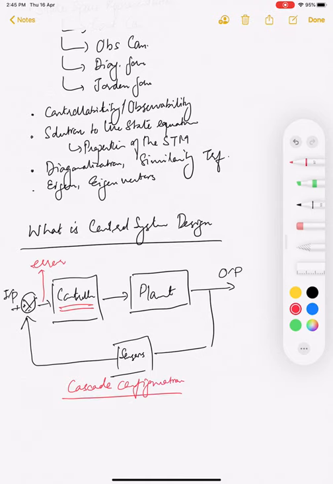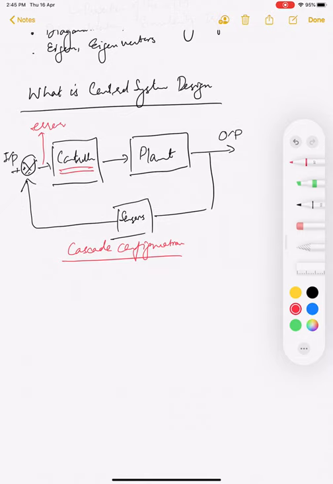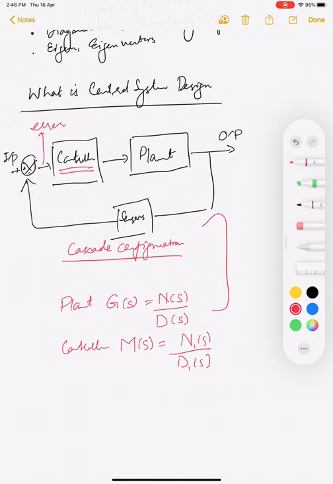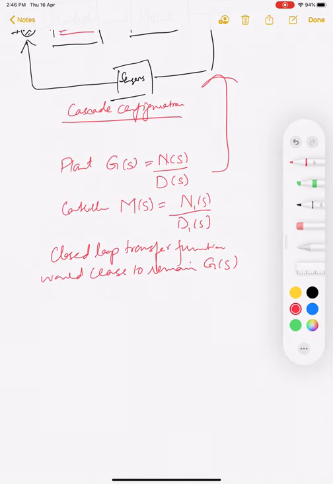Right, so how does it actually change the properties of the plant or the output of the plant? To make it very simple, your plant has a transfer function, like G(s) equal to some numerator divided by some denominator polynomial, and your controller has its own transfer function. Call it M(s), is some N1(s) divided by D1(s). Then in this kind of configuration, the closed loop transfer function would cease to remain G(s), right? And that means you have basically manipulated the denominator, right?